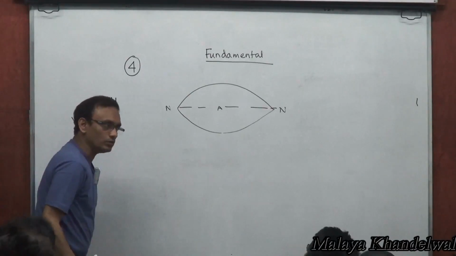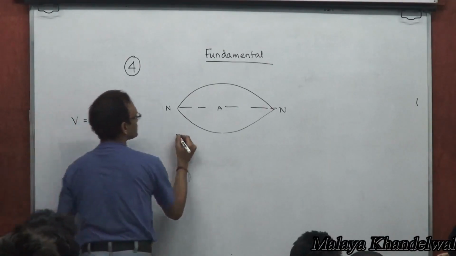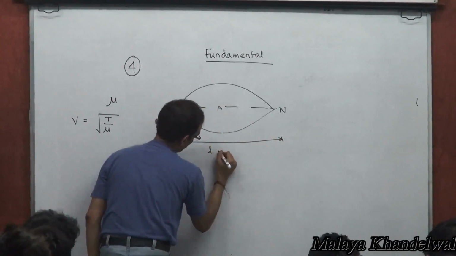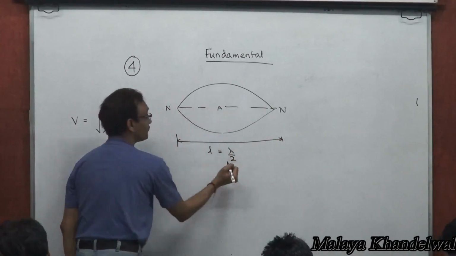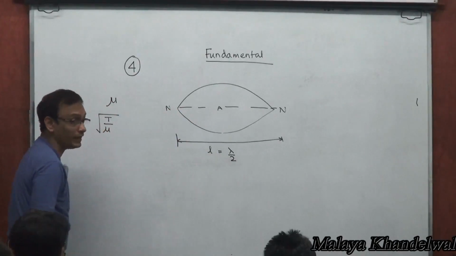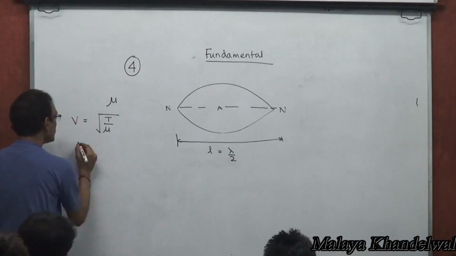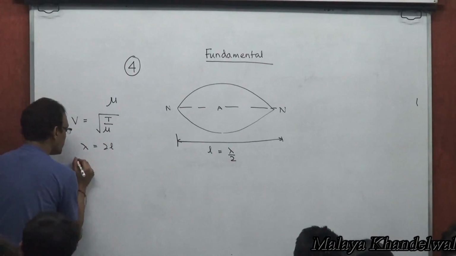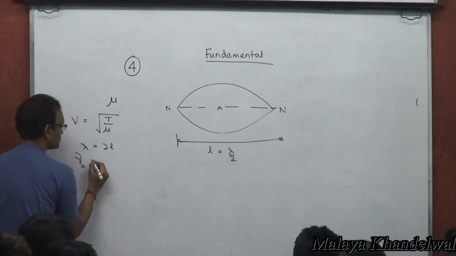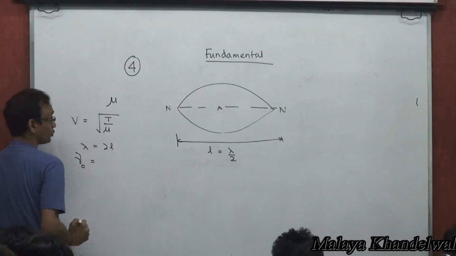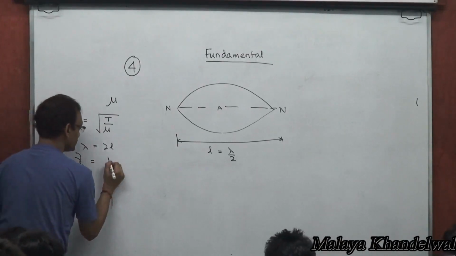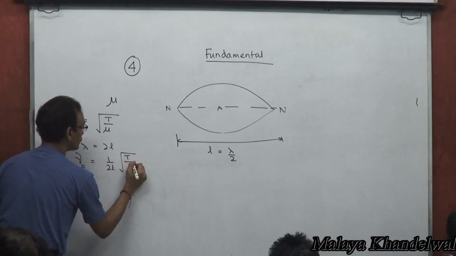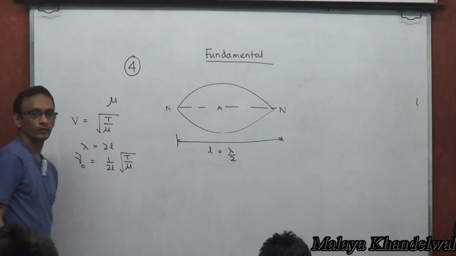In the fundamental mode, realize that the length L will be equal to lambda by 2, right? Therefore lambda will be 2L. Lambda is 2L, and therefore the fundamental mode of vibration would have frequency gamma naught equal to V by lambda. That means 1 by 2L root T by mu, right?